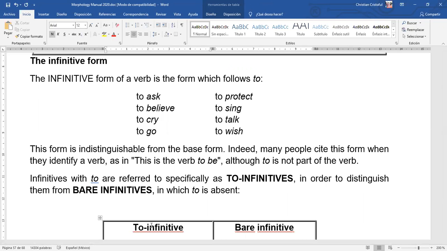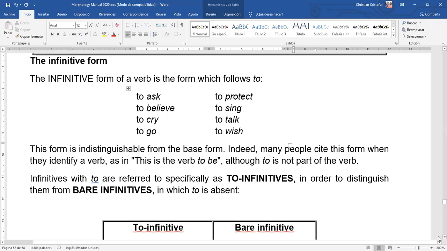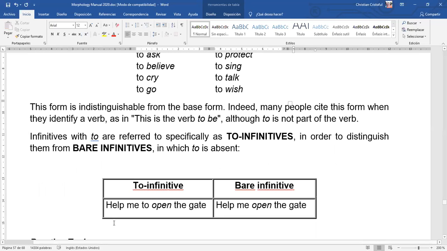The infinitive form of a verb is the form which follows to. For example, you say to ask, to believe, to cry, to go, to protect, etc. But there are other infinitives which do not have to. For example, down there, he helped me to open the gate. He helped me open the gate. So open does not have the word to before. We call these kind of verbs bare infinitive.